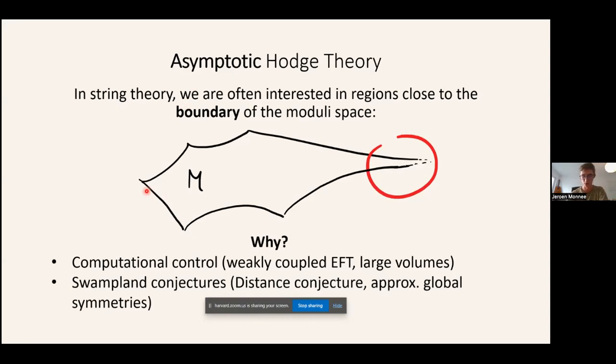Often these limits may correspond to having some weakly coupled EFT or some suppression of large volumes. And the second reason is that often in these limits, Swampland conjectures become relevant, in particular things like the distance conjecture, because you might have traveled an infinite distance to get to these boundaries.